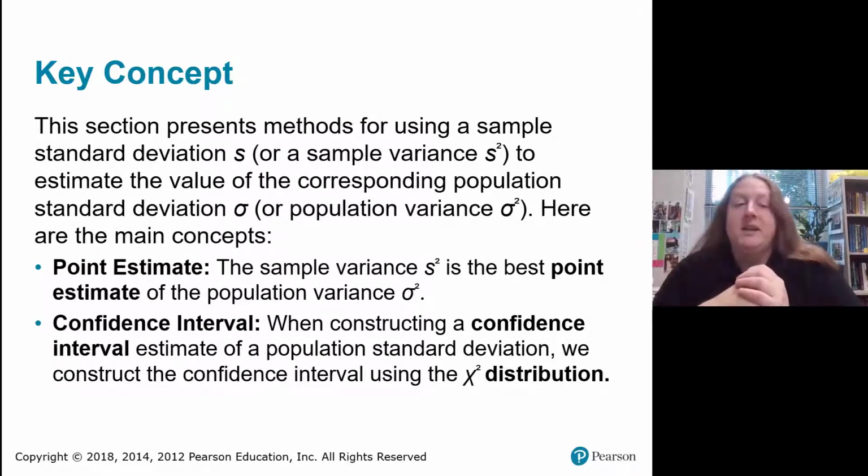So we've got main concepts of point estimate. This is the same deal as it's been. The sample variance is the best point estimate of the population variance, and the same deal with the standard deviation. And for confidence intervals, we're going to be looking to construct a confidence interval estimate of a population standard deviation, and we're going to construct that confidence interval using a thing called the chi-square distribution.